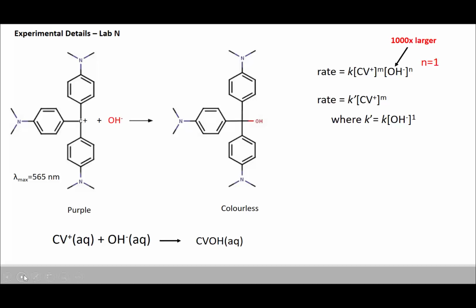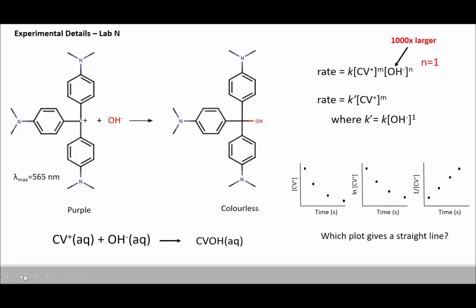Three related graphs can then be produced in Excel: concentration versus time, ln of concentration versus time, and 1 over concentration versus time. The graph which shows a linear relationship will correspond to the order of the reaction with respect to the crystal violet. Therefore, this approach will allow us to determine the exponent m.